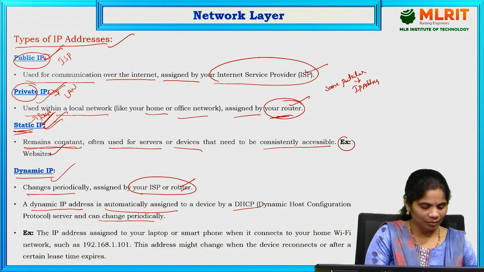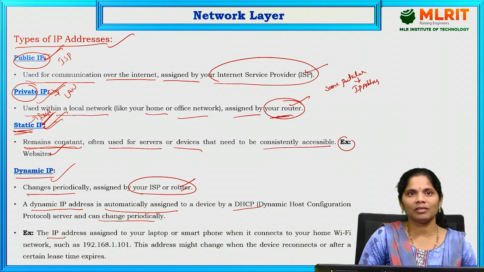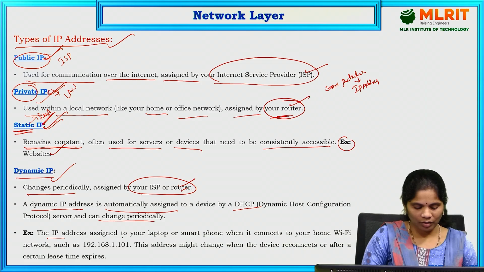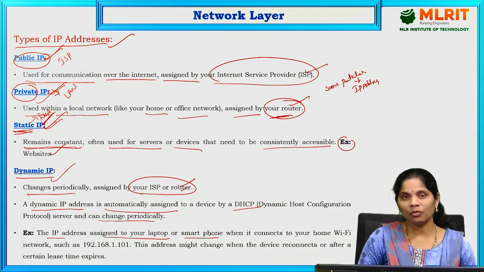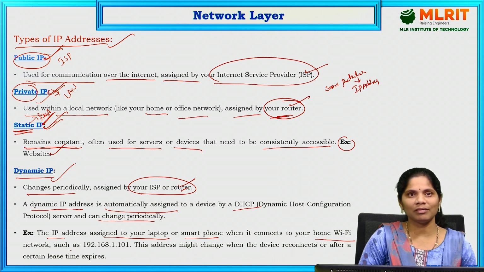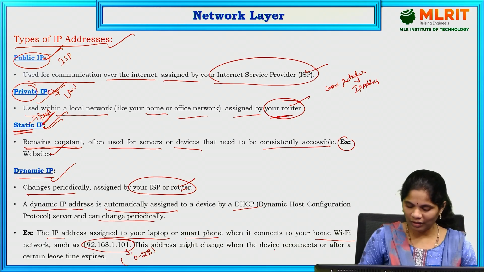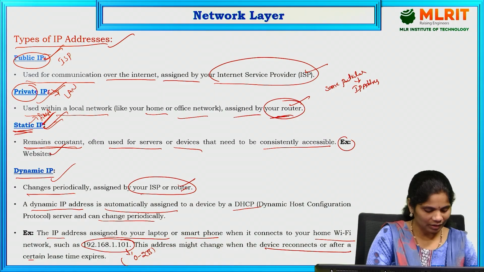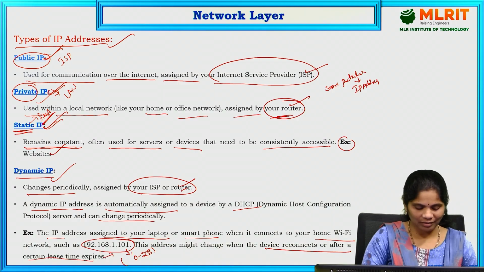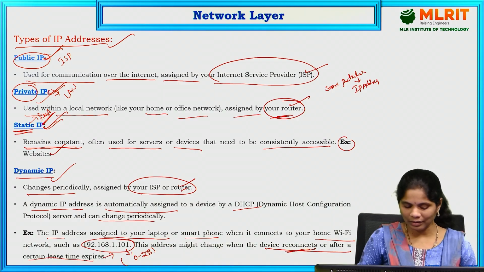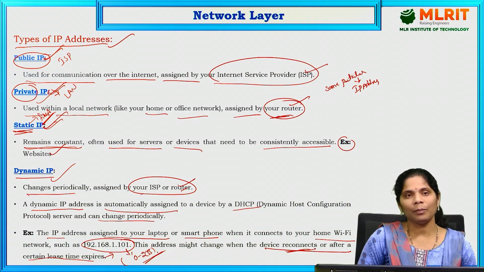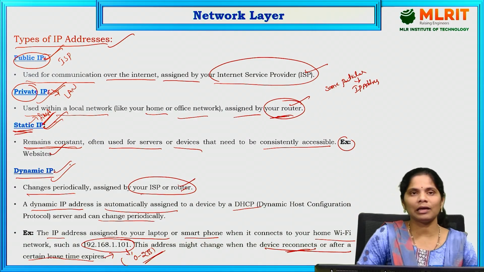Exactly where we use this type of dynamic address is for your laptop and smartphones. Whenever we are connected to your home Wi-Fi or network, we are going to use this dynamic IP. Whatever IP address we are writing, it is in the 0 to 255 range only. This address might change when the device reconnects or after a certain lease time. If the lease time has expired, or if it is reconnecting, that time the IP address may change. That is the dynamic address. Periodically it will change the IP address.